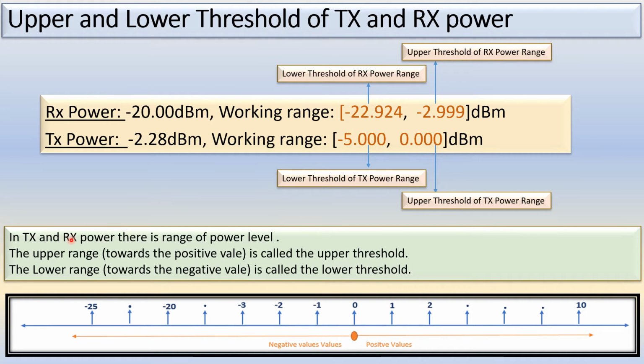In TX and RX power, there is a range of power levels. The upper range towards the positive value is called the upper threshold. The lower range towards the negative value is called the lower threshold. This gives you clear information about the lower and upper thresholds of TX power and RX power. You need to know that.